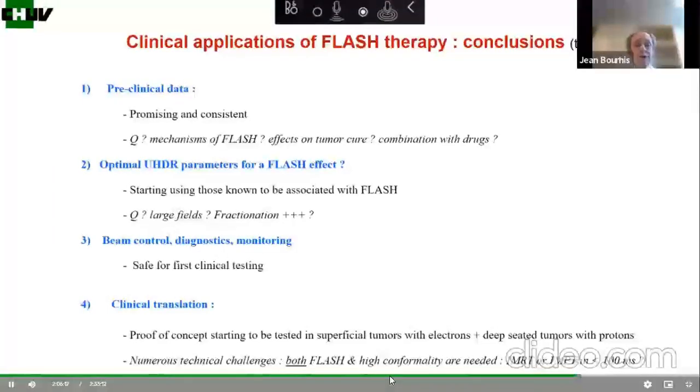And finally, the clinical translation. I think the proof of concept that can be used in patients is starting to be tested, at least in superficial tumors with electrons and also with deep-seated tumors with protons. But as we've said, there are numerous technical challenges. Both having flash and high conformality together is certainly a very difficult challenge because we would need to do IMRT or IMPT in less than 100 milliseconds, which is something not trivial to achieve.